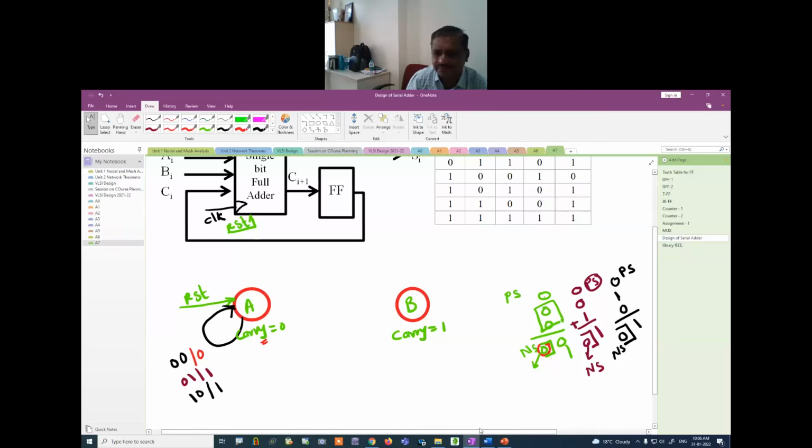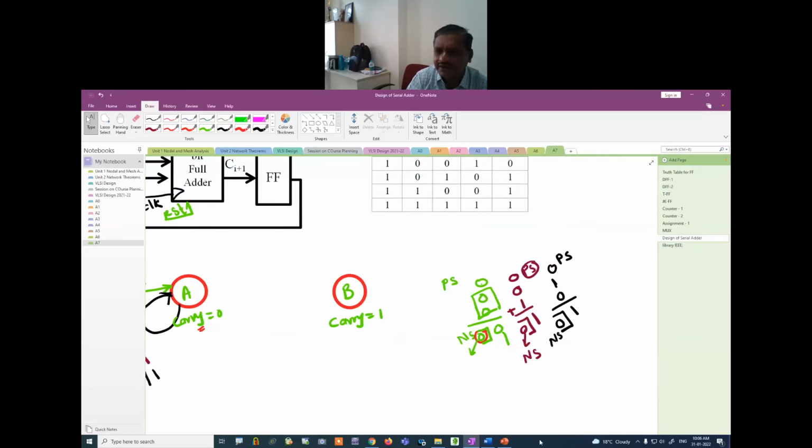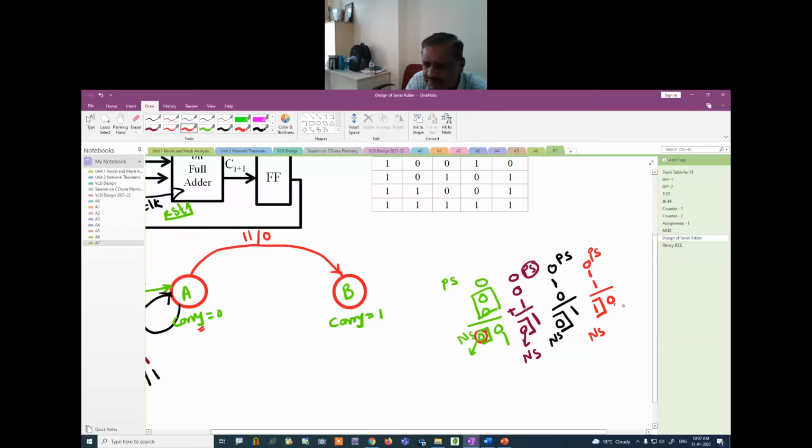Similarly, I'm taking something like this. Now look at here. We are in the present state A, that is carry is equal to zero, and inputs are 1, 1. Now what is the sum? What is the carry? In this case, 1 plus 1 is 2. Means sum is 0 and carry is 1. Now look at what is the present state here and what is the next state here. Present state is 0. Next state is 1. And one state we have, the state B. That's why whenever we are in the A state and inputs are 1, 1, what will be the output? 0. This is the output.